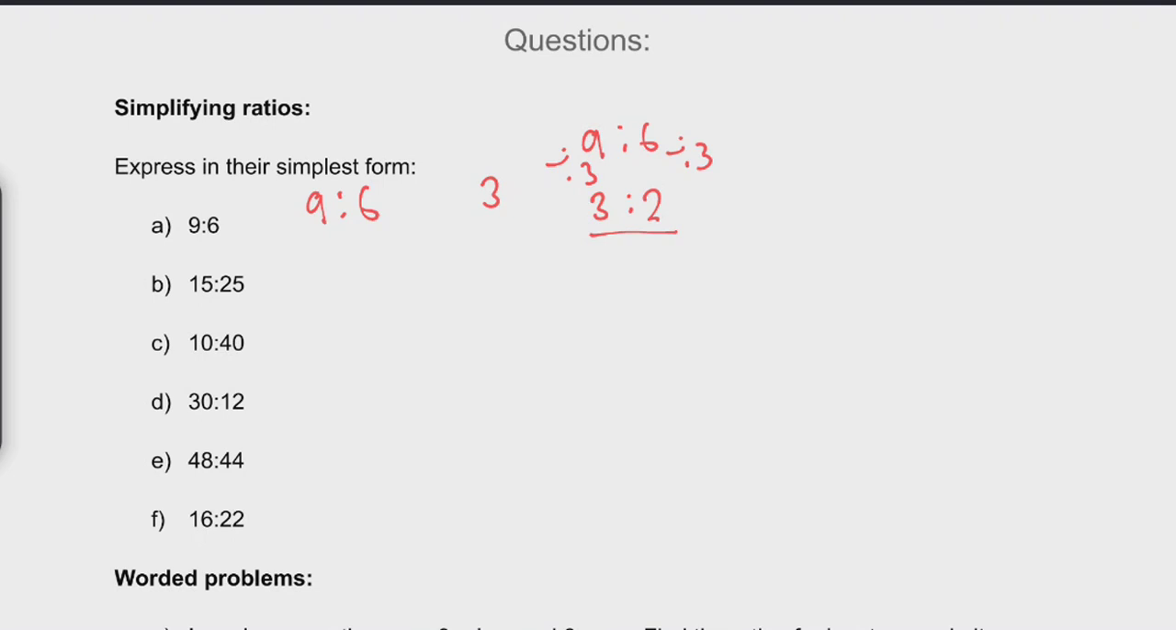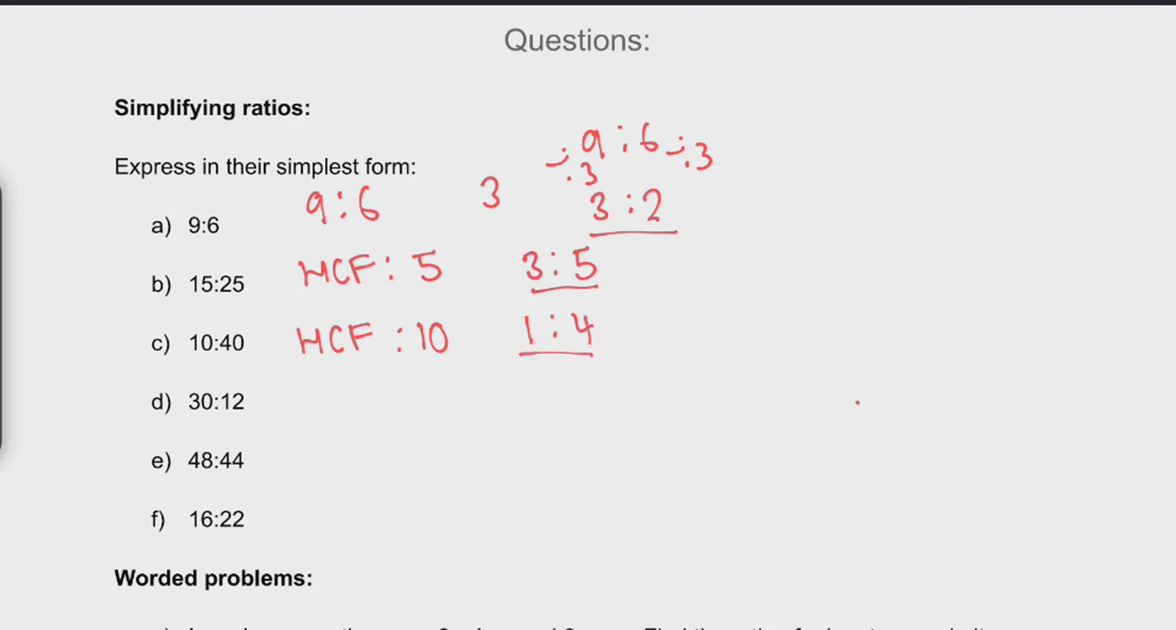15 to 25. What is the highest common factor of 15 and 25? Let's try 5. Let's divide each side by 5. 15 divided by 5 is 3. 25 divided by 5 is 5. And that gives us a final answer of 3 to 5. 10 to 40. What is the highest common factor of 10 and 40? Let's try 10. So let's divide either side by 10. 10 divided by 10 is 1. 40 divided by 10 is 4. And so that leaves us with that final answer of 1 to 4.